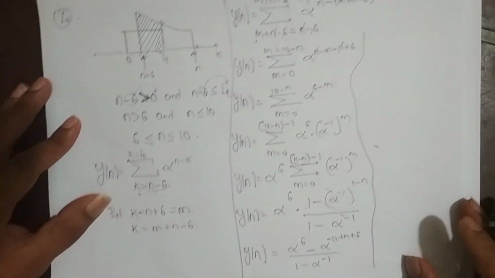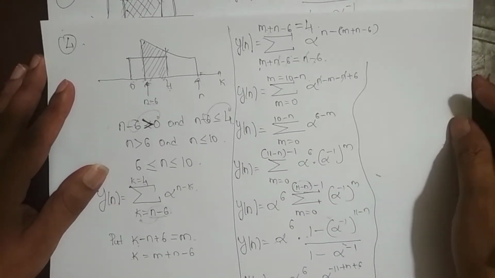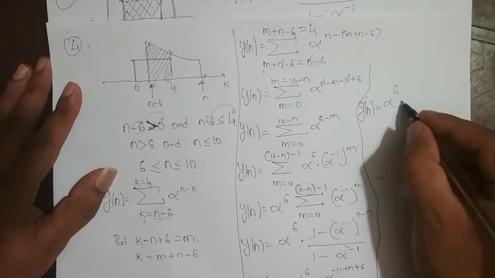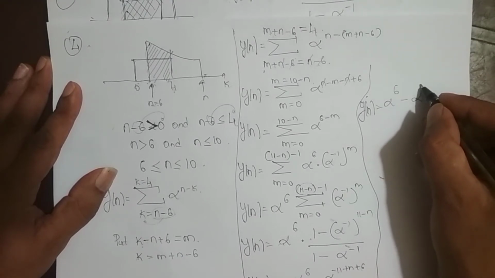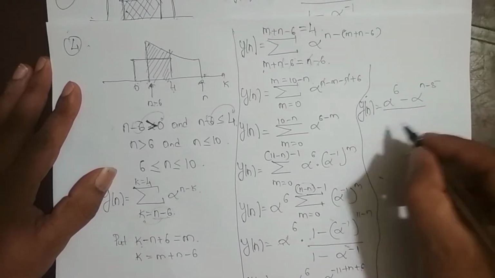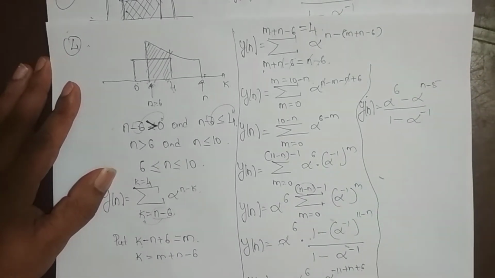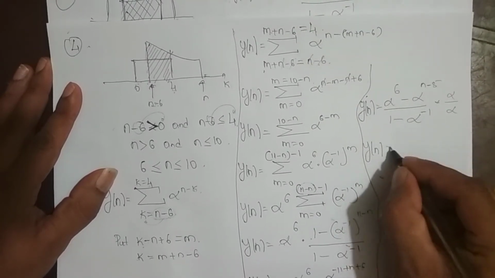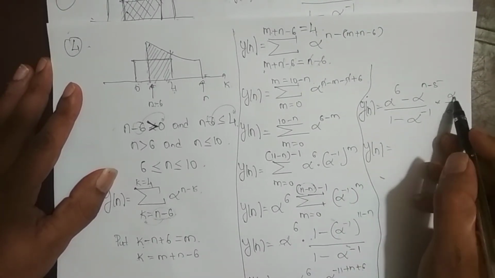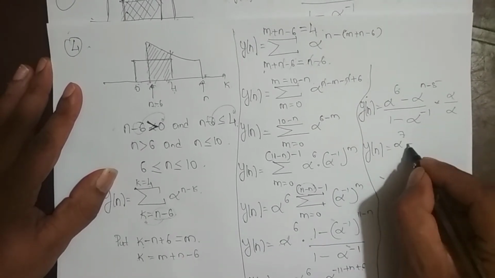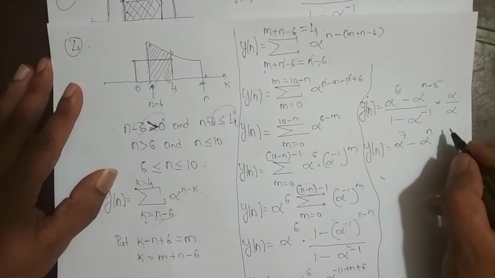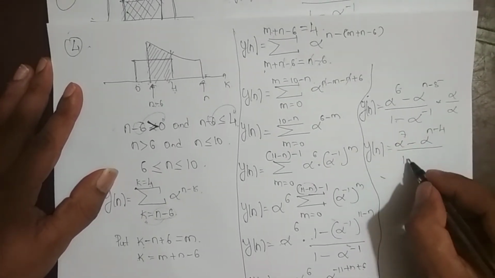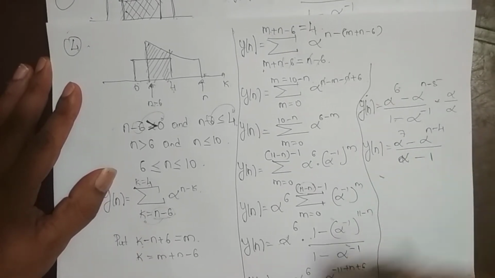I hope this can be managed in this sheet itself. So what is y of n? Y of n is equal to alpha power 6 minus alpha power n minus 5 whole divided by 1 minus alpha power minus 1, right? So I'll multiply numerator and denominator by alpha. So y of n is equal to what? Alpha power 6 plus 1 alpha is alpha power 7 minus alpha power n minus 5 plus 1 is minus 4 whole divided by this is alpha times 1 is alpha minus 1, right?